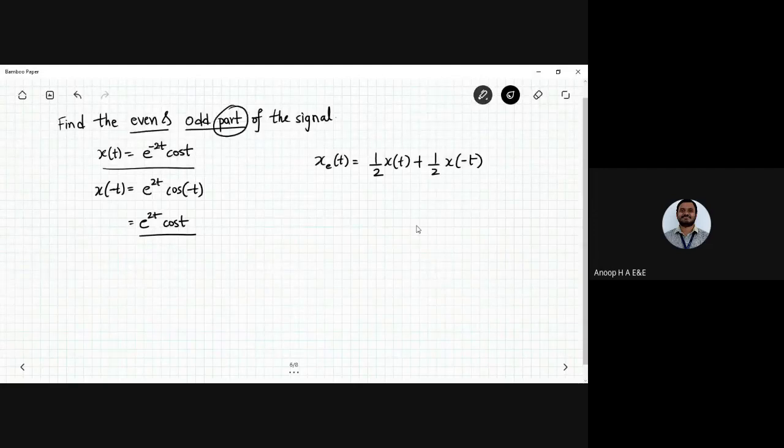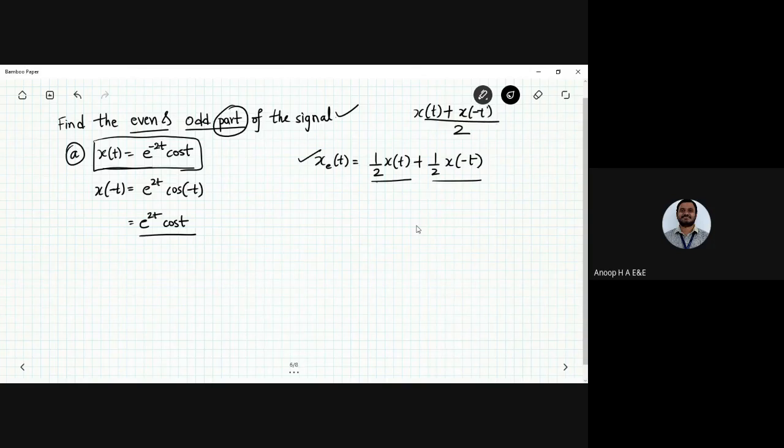The signal is x of t equals e power minus 2t into cos t. This is the question. Now we know that the even component of the signal is given by half of x of t plus half of x of minus t, and this is what the formula looks like. I have reframed it a bit.